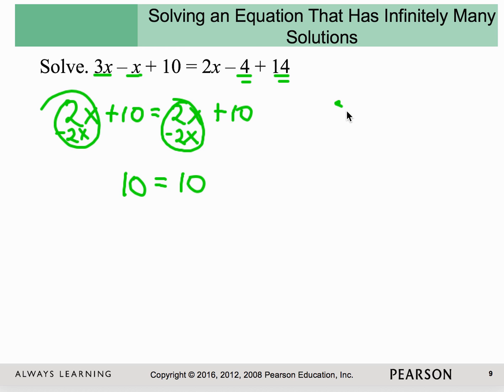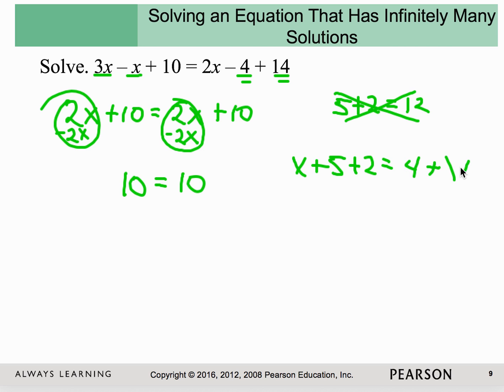Just because I write an equation like 5 plus 2 equals 12 doesn't mean it's true. So I could have no solution, or I could have infinite solutions. Think about 5 plus 2 equals 4 plus 1. That's always true, right? So what if I put x plus? Well, any number I add is still going to make this always true.